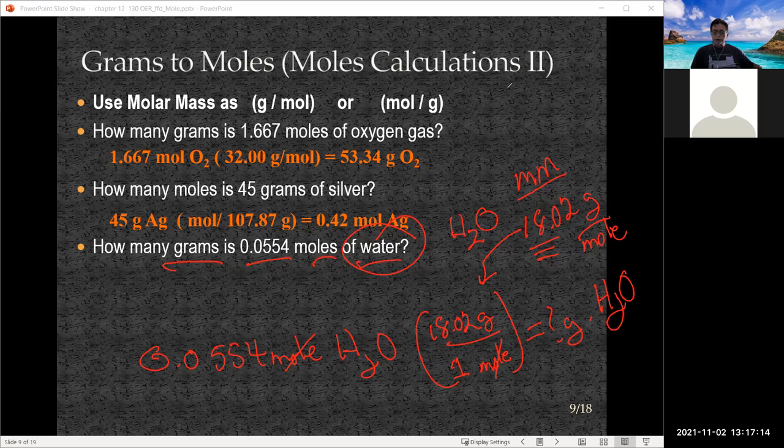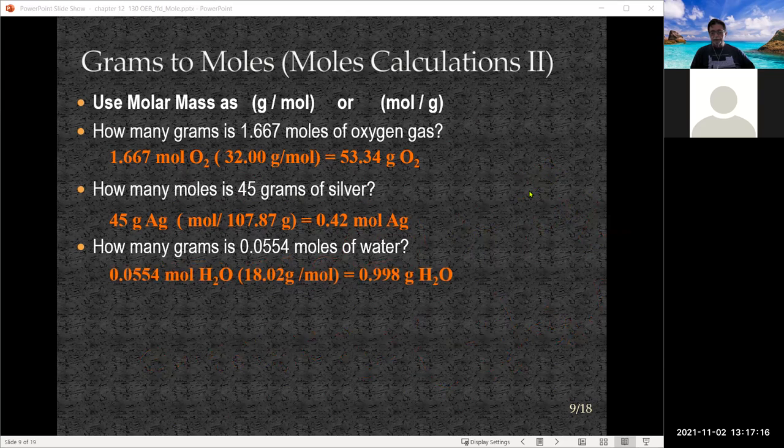And hopefully you should come up with the following answer, okay? 0.998 grams, you know? Think about that. That's how small it is. Almost 1 gram gives you 0.055 moles of water molecules. And keep in mind, you might think, well, wait a minute, what does that correspond to in actual molecules of water? We can calculate that, can we not?